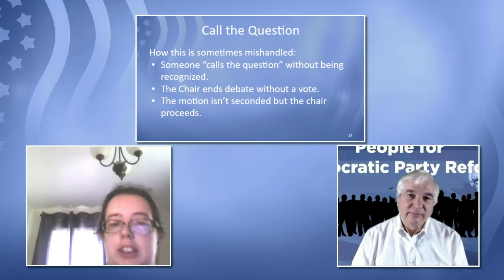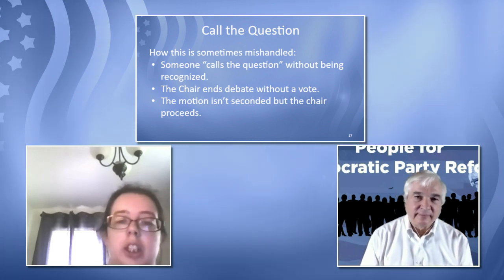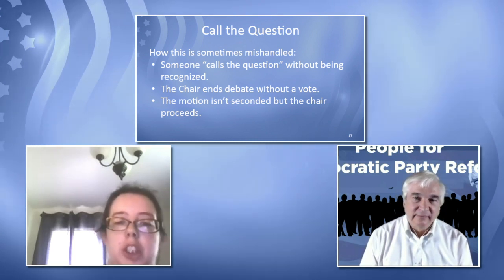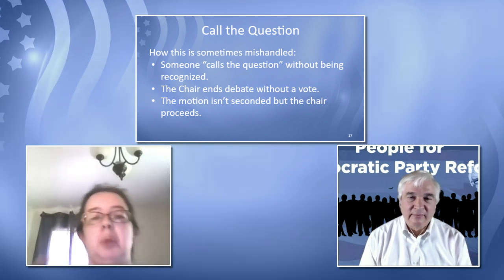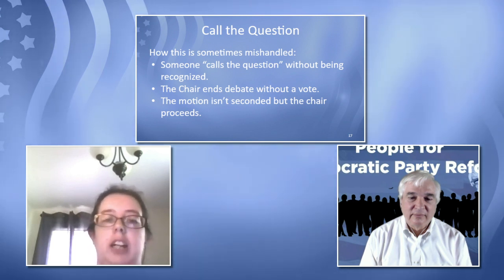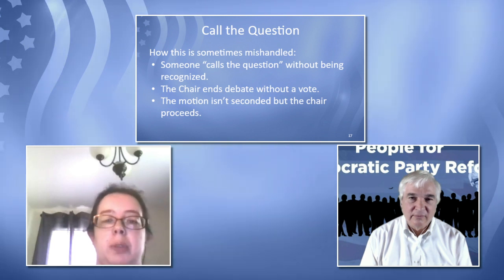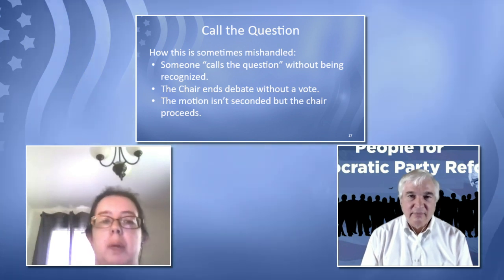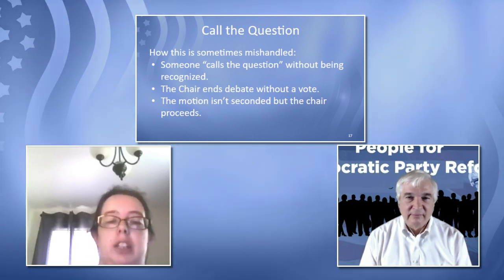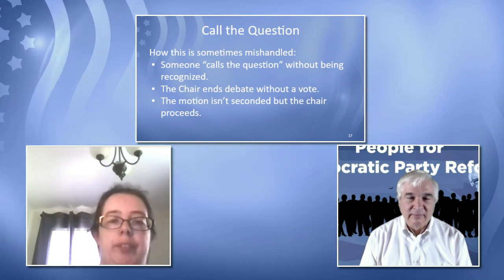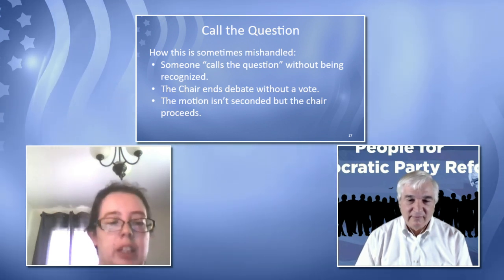Like I said previously, the common mistakes are: somebody calls the question without being recognized, the chair ends debate without a vote, or the motion isn't seconded but the chair proceeds. Sometimes you can get away with not having a second, but for calling the question, you really have to have a second because, again, you're abridging the rights of the members. One of the things I like about parliamentary procedure and Robert's Rules of Order is that it protects the rights of the members. That's what it's there for, to make sure that everybody gets heard and everybody understands what's going on and is making decisions in a democratic manner.